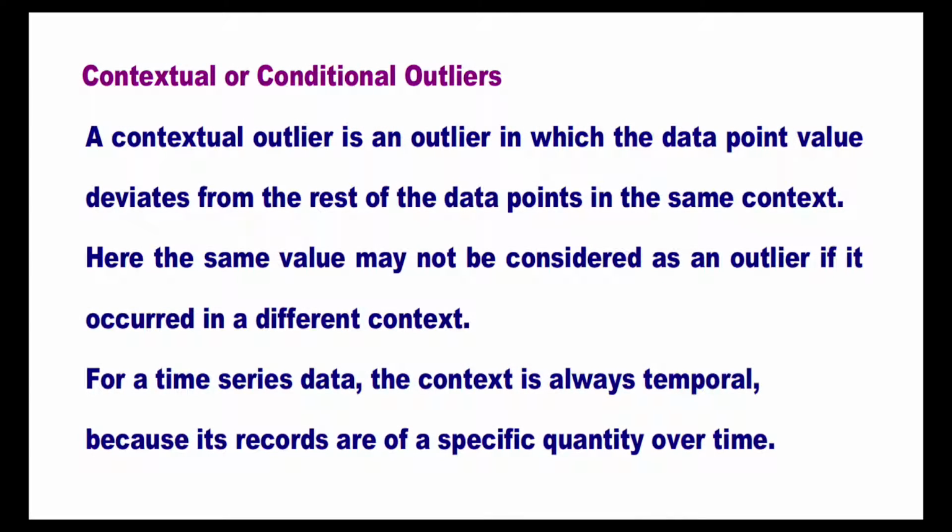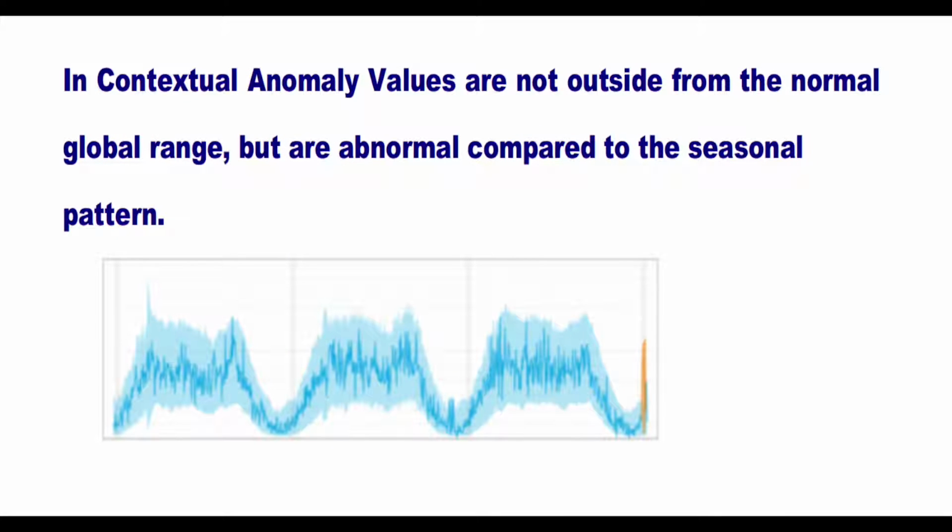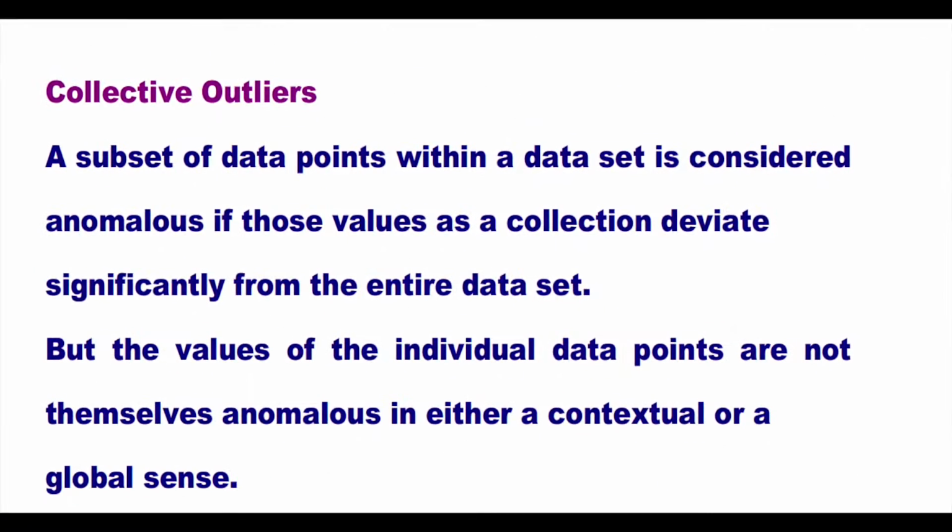Next, we will see the contextual or conditional outliers. A contextual outlier is an outlier in which the data point value deviates from the rest of the data points in the same context. Here, the same value may not be considered as an outlier if it occurred in a different context. For a time series data, the context is always temporal because its records are of a specific quantity over time. A contextual anomaly value is not outside the normal global range, but is abnormal compared to the seasonal pattern.